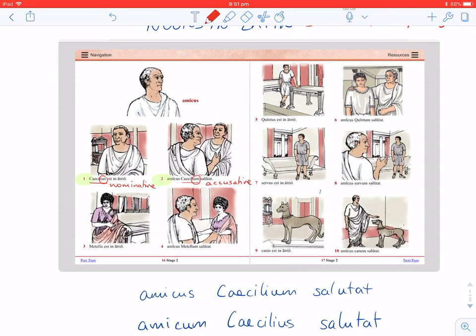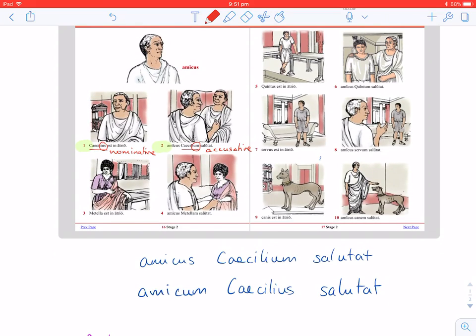Well, have a look at a couple of sentences here. Let's look at this first sentence. Amicus Caecilium salutat. Amicus is nominative and Caecilium is accusative. This sentence means the friend greets Caecilius.